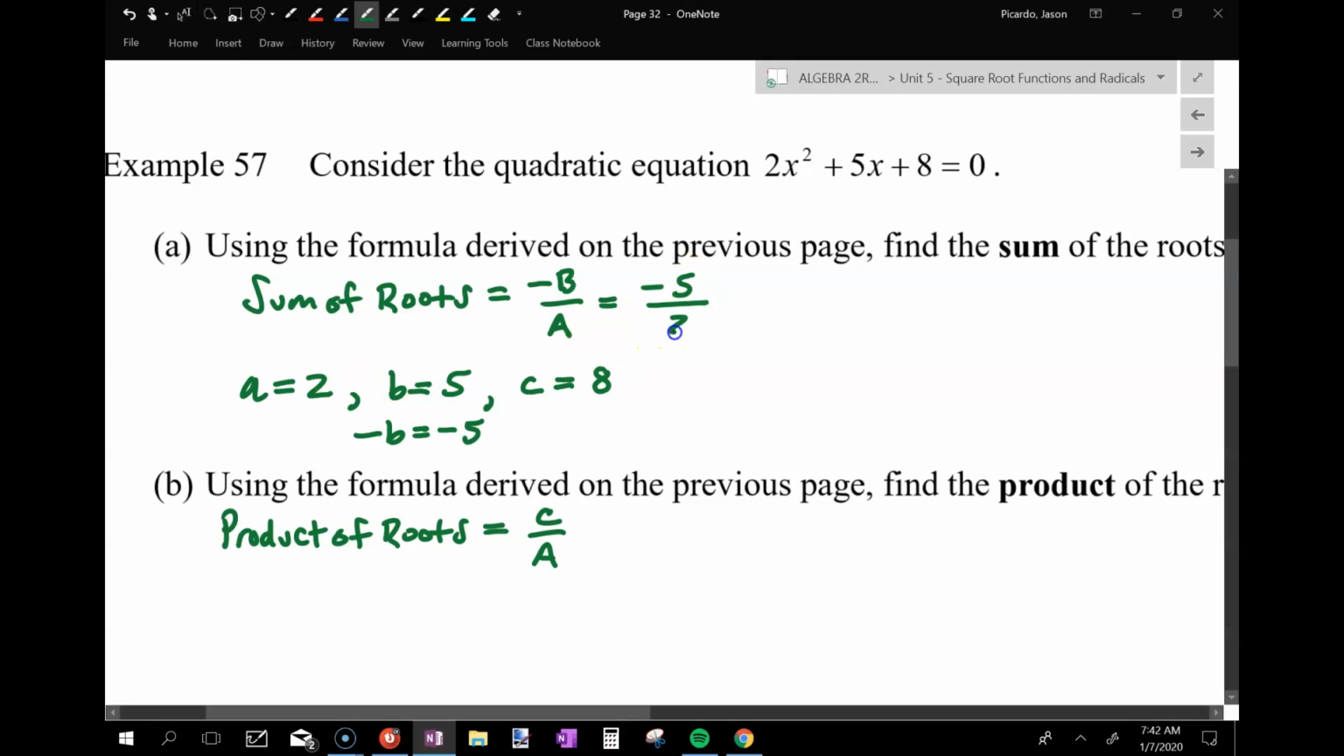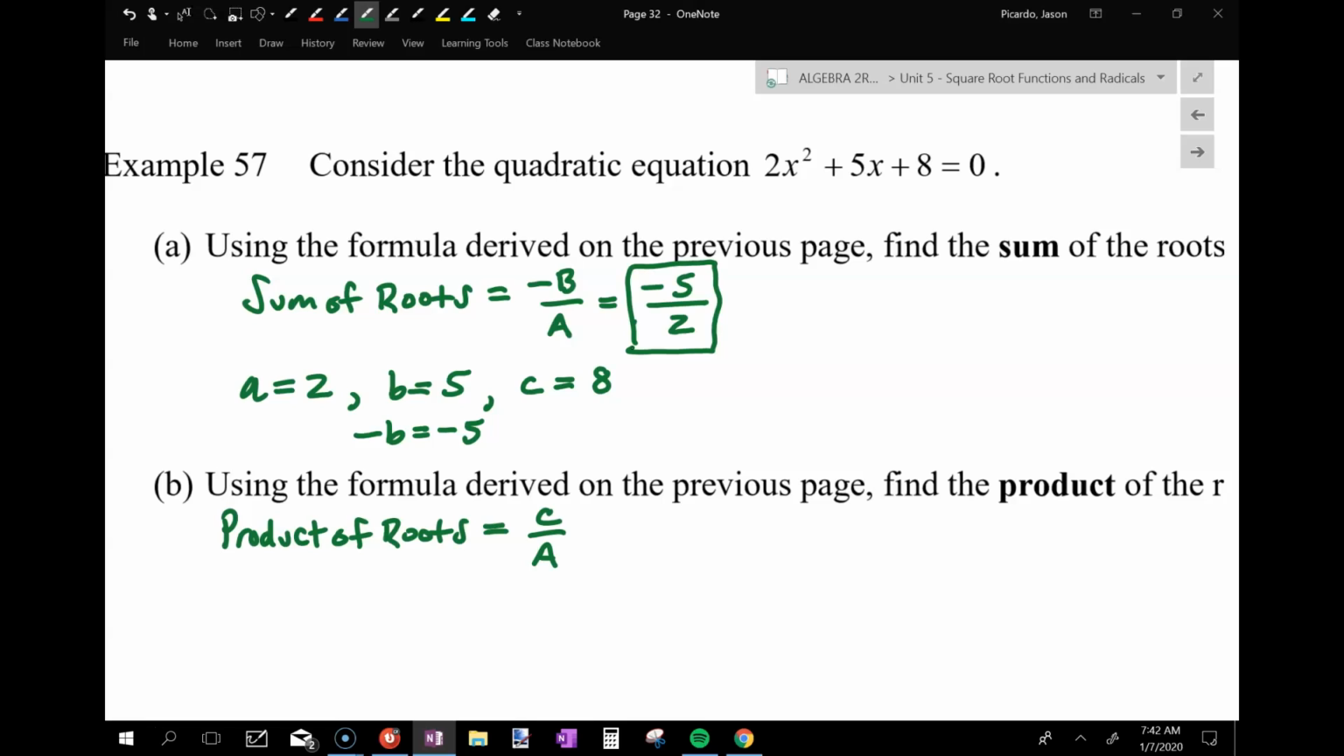The a is 2. The sum of the roots, in other words, if I took those two roots from the previous problem and added them together, that's what I would have gotten. It's actually kind of a nice answer, right? Not as ugly as we thought it was.